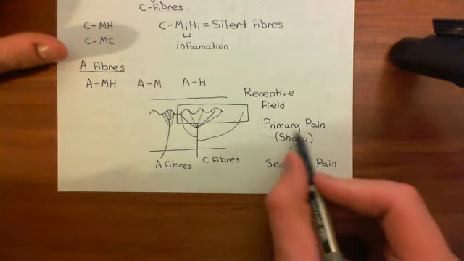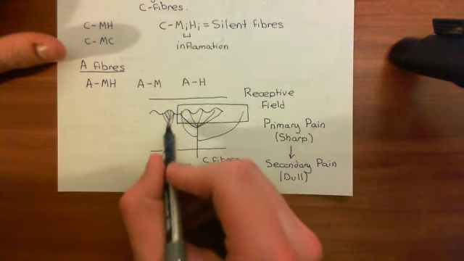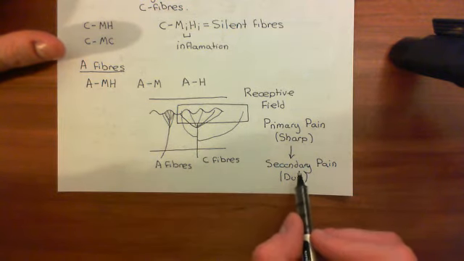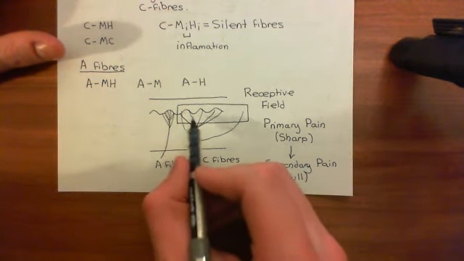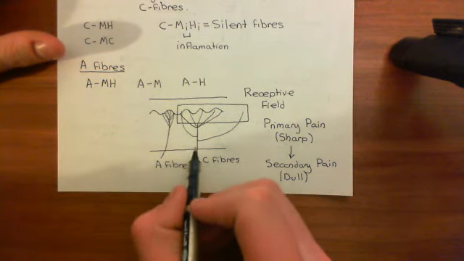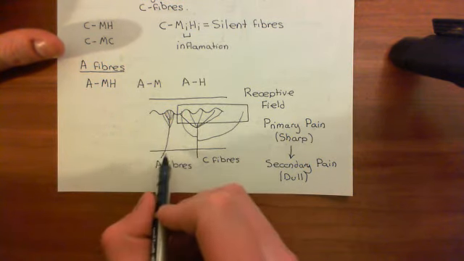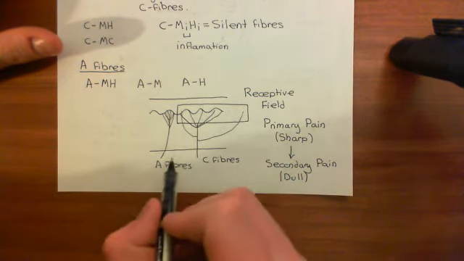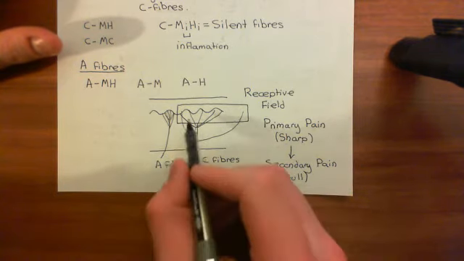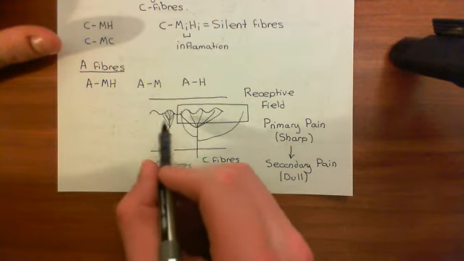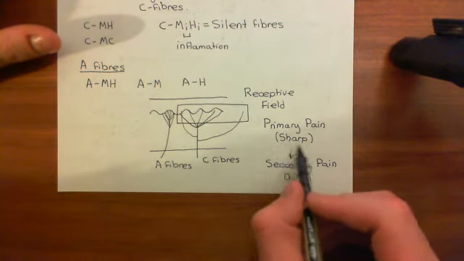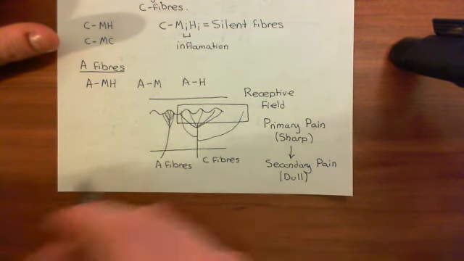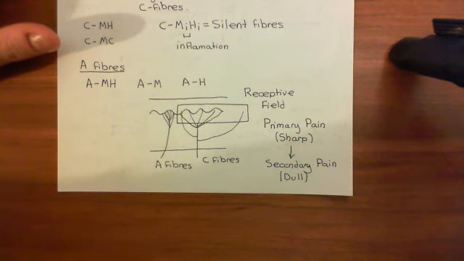So the primary pain is generally because the A fibres are firing, basically. And the secondary pain is when the C fibres are firing, and the A fibres have now stopped firing. So in primary pain, you'll have the A fibres and the C fibres firing, but then in secondary pain, you'll just have the C fibres firing. Now, when you have the A fibres firing, you get the very sharp pain, whereas when you just have the C fibres firing, you get this duller, aching pain.